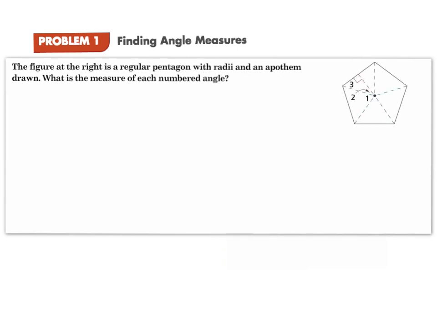In this problem, you will find angle measures in a regular polygon. The figure at the right is a regular pentagon with radii and an apothem drawn. What is the measure of each numbered angle? First, find the measure of angle 1. Divide 360 by the number of sides. So the degree measure of angle 1 is 72.